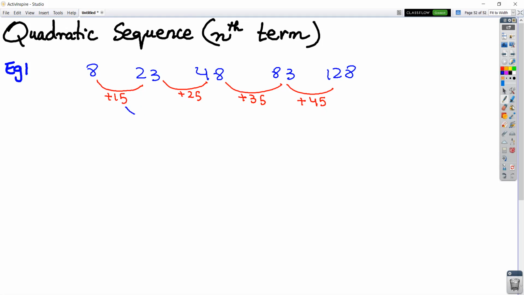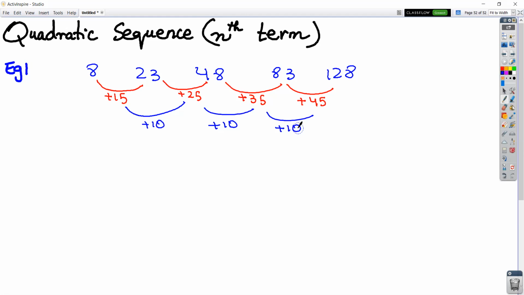To find the second difference, the difference between 15 and 25 is plus 10. The next one is plus 10 and the next one is plus 10. So now the second difference is the same. Once you find the first difference and get different numbers, then you do the second difference and get the same difference, which indicates that the sequence is a quadratic sequence.